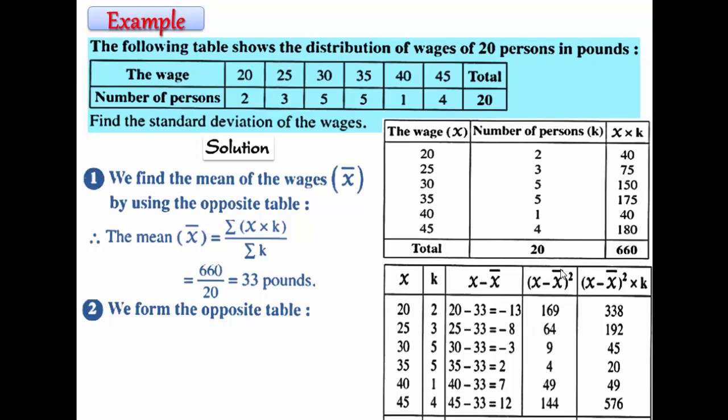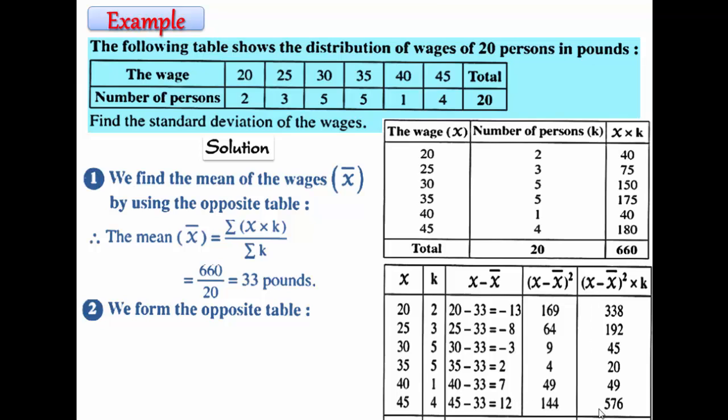x minus x bar all power 2. We will find the square of each value. Negative 13 all power 2 is 169, negative 8 all power 2 is 64, negative 3 all power 2 equals 9, 2 squared equals 4, 7 squared equals 49, 12 squared equals 144.